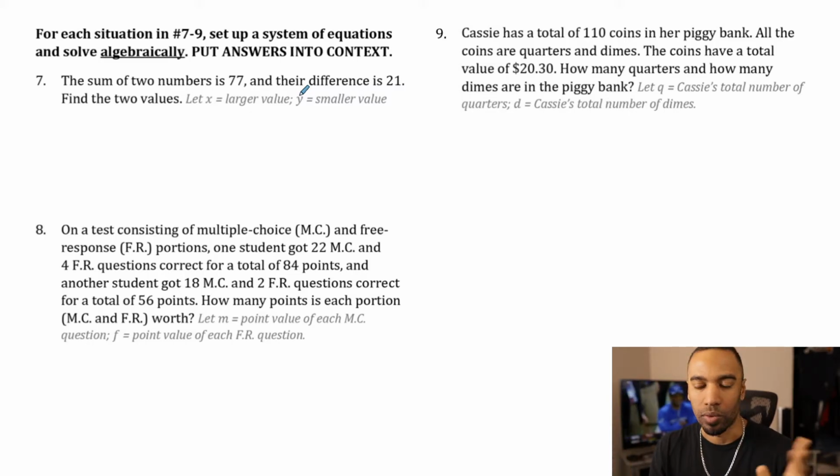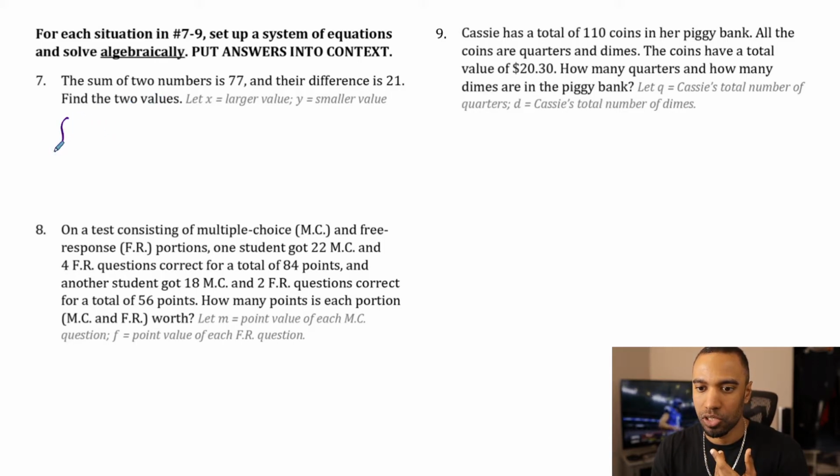You'll see what I mean when I start writing it. So let's set up the equation, and we will solve the system. The sum of 2 numbers is 77. When I add the larger and smaller value together, I get 77. And then the difference is 21. When I subtract the smaller value from the larger value, I get 21.